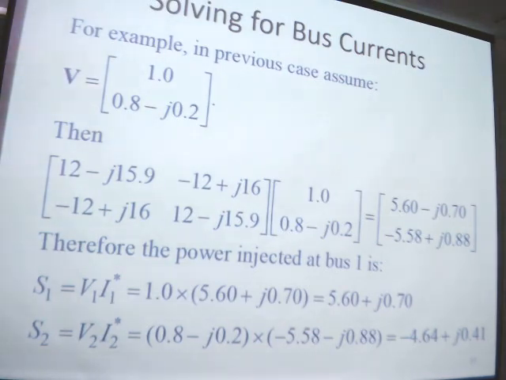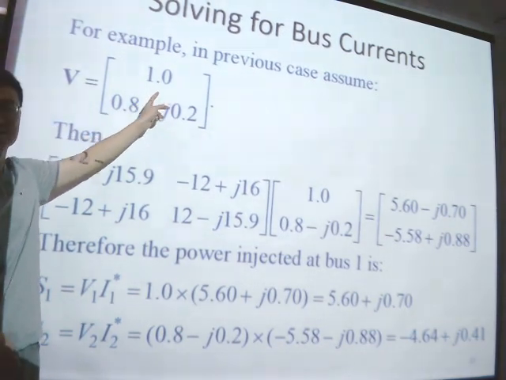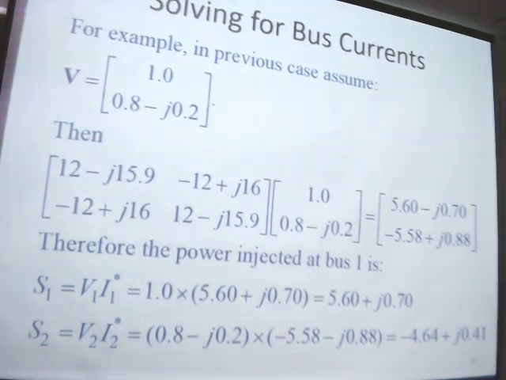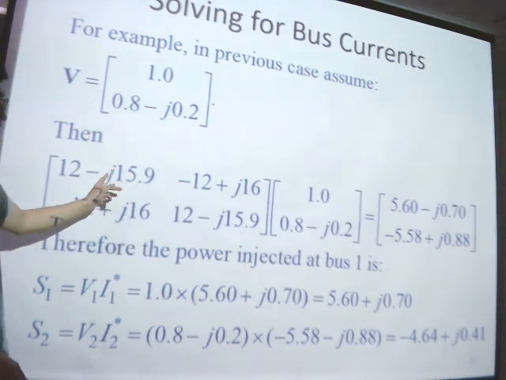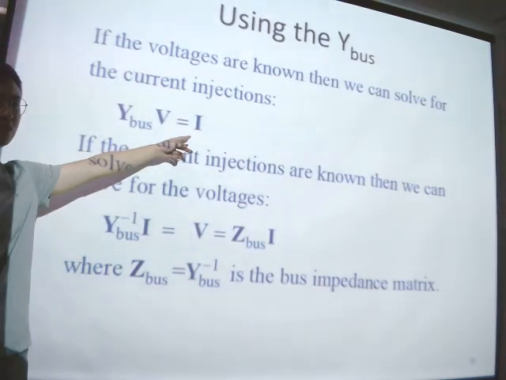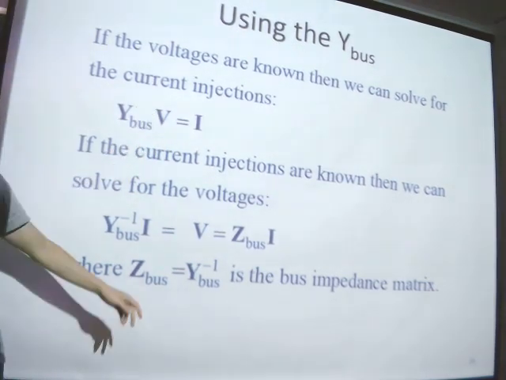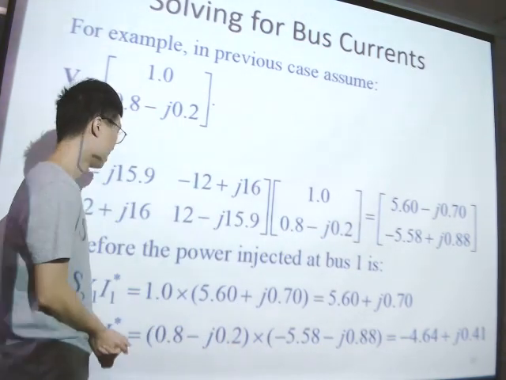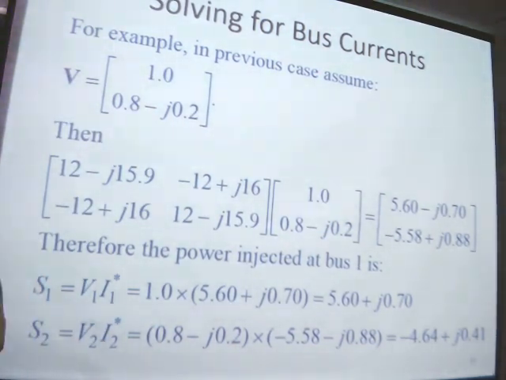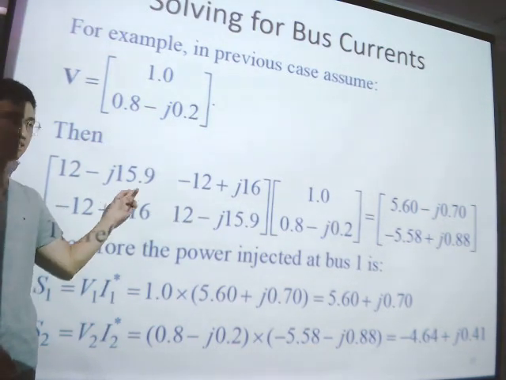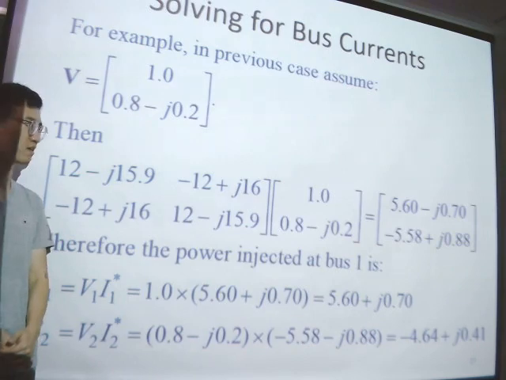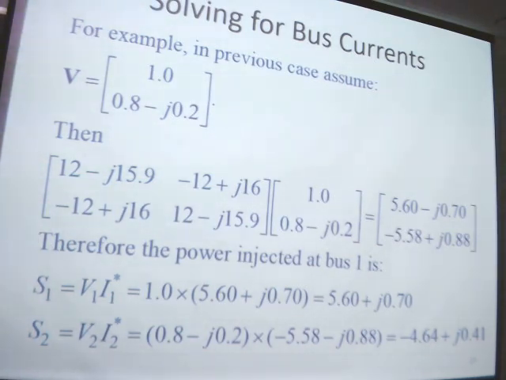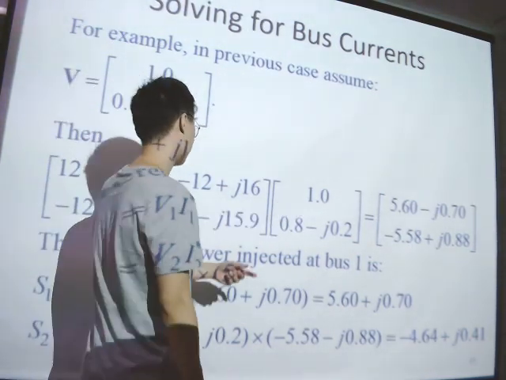So assume that in this system, this is the voltage I, voltage J, right? So we can calculate the current. We can use this, okay? The current is equal to the Y matrix multiplied with the voltage. So you know how to calculate this, right? Yes, sir. The multiplication between the matrices. Okay, so we can get the current, right?